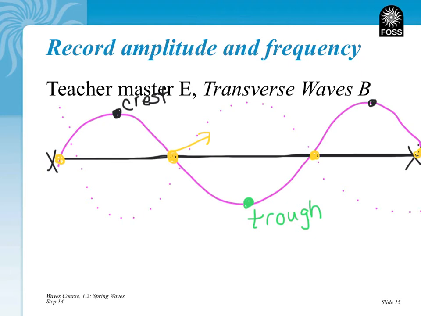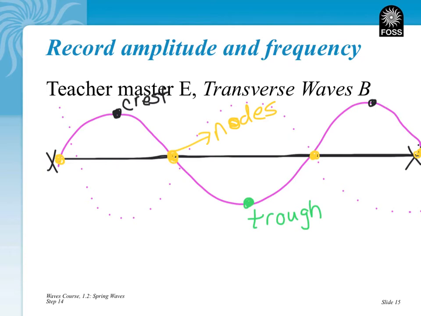N-O-D-E-S, or nodes. The nodes are where the energy comes into contact with the midline. Okay, so I've got some parts so far. I've got a crest, the top, a trough, the bottom. Nodes are where it intersects the midline.